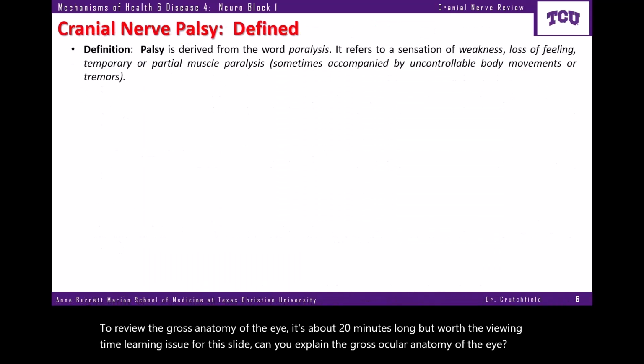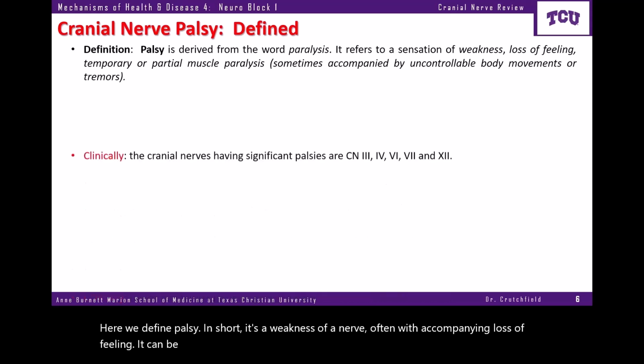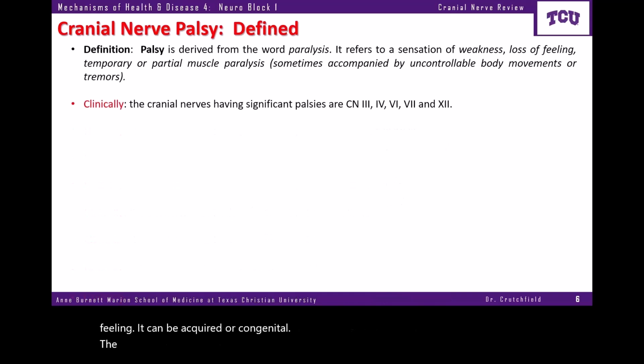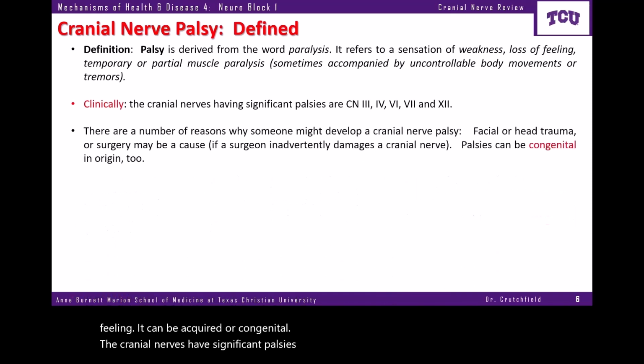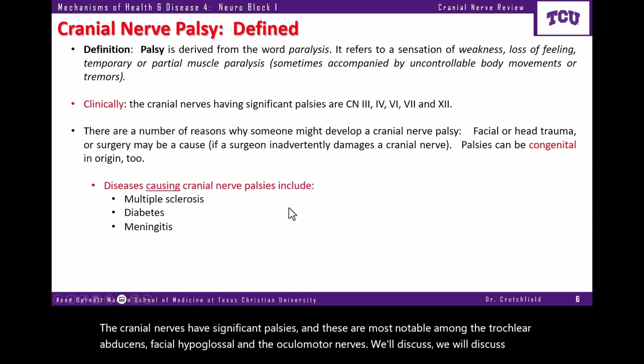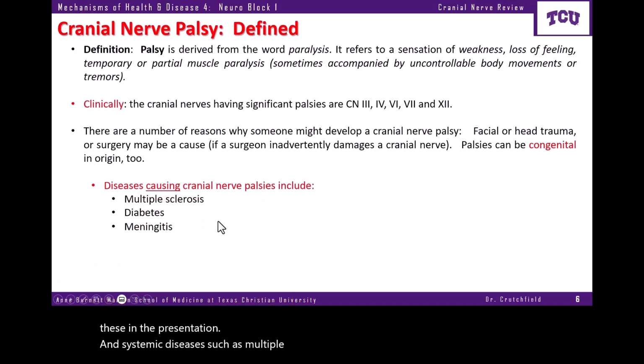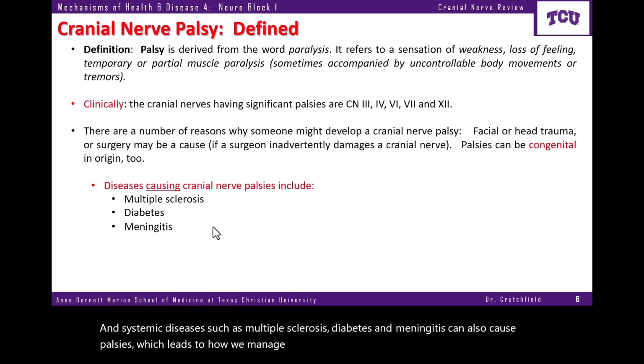Here we define palsy. In short, it's a weakness of a nerve, often with accompanying loss of feeling. It can be acquired or congenital. The cranial nerves have significant palsies, and these are most notable among the trochlear, abducens, facial, hypoglossal, and the oculomotor nerves. We will discuss each of these in the presentation. And systemic diseases such as multiple sclerosis, diabetes, and meningitis can also cause palsies, which leads to how we manage the palsy. We need to know its cause as its first step in management.